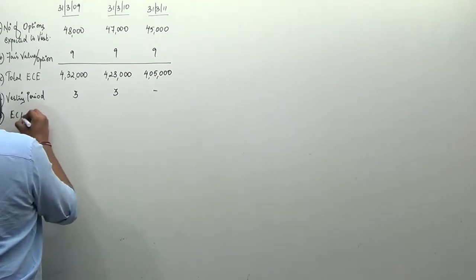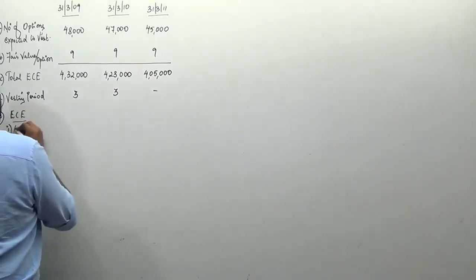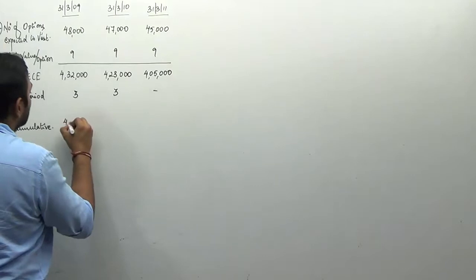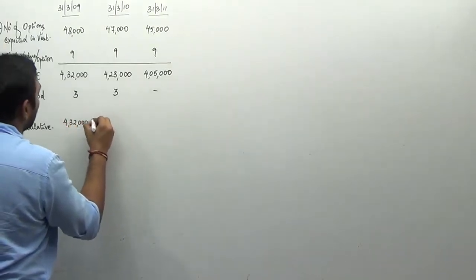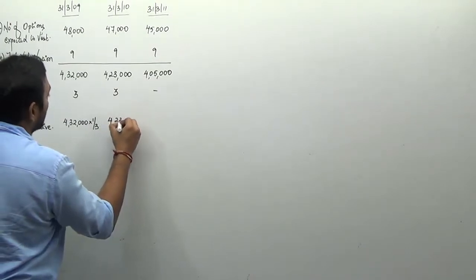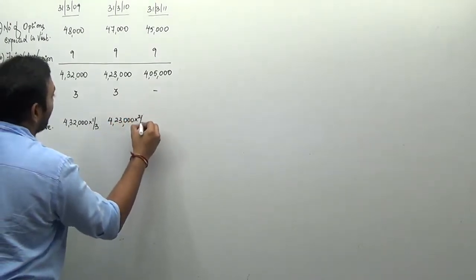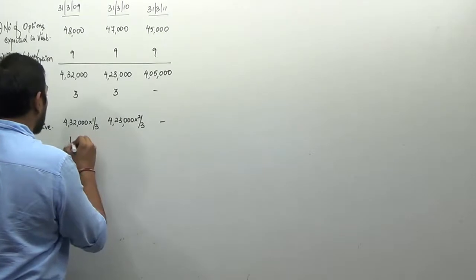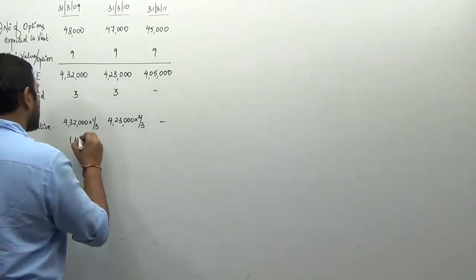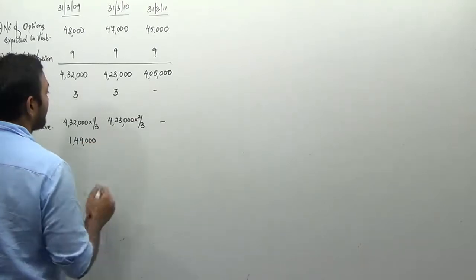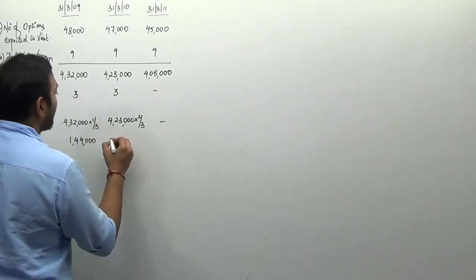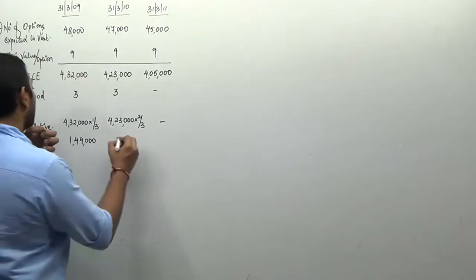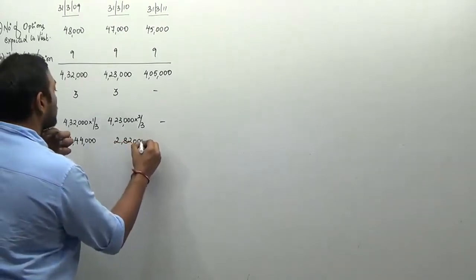Sufficient information to calculate your ECE. Cumulative ECE is 4,32,000 into 1 by 3, 4,23,000 into 2 by 3. Last year nil. So cumulative ECE is 1,44,000, 2,82,000 and nil.